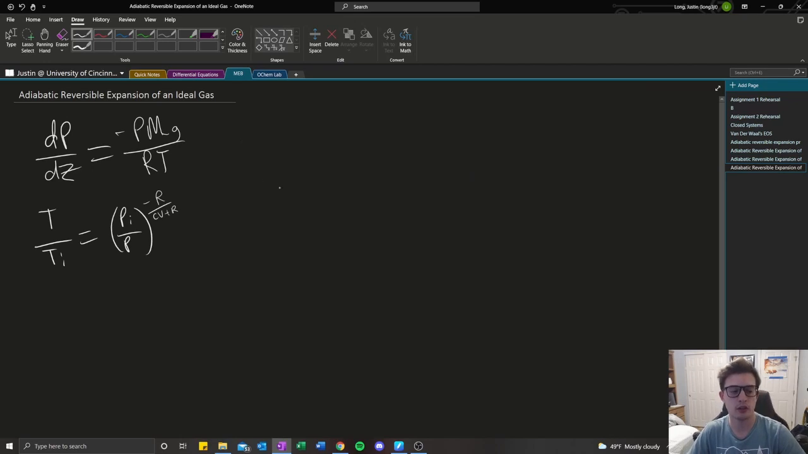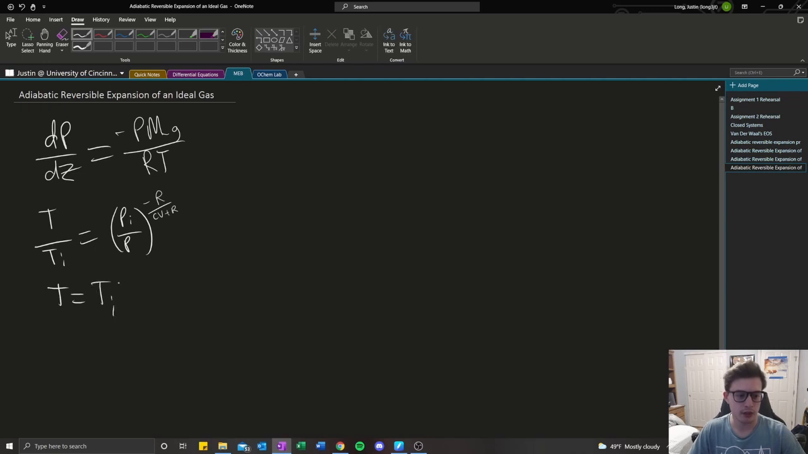Now we are on to the final part, where we are trying to find a relationship between pressure and the change in height, and the temperature and the change in height. So we're going to use these two equations that we solved just a few minutes ago and combine them. First, I'm going to simplify this equation so that we can plug our T into this equation up here.